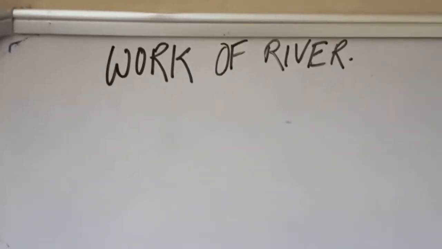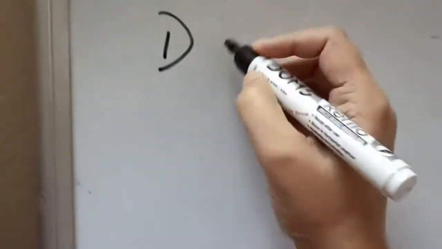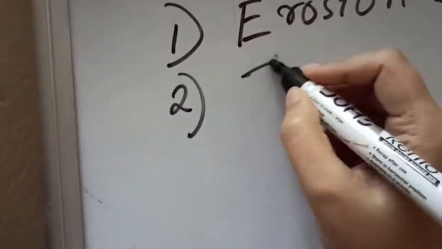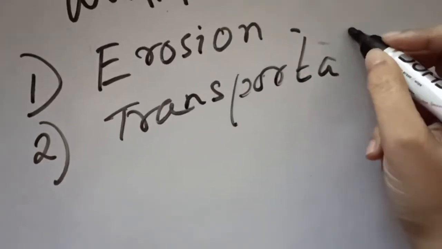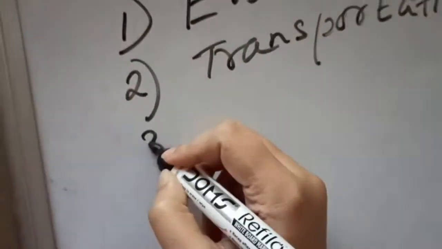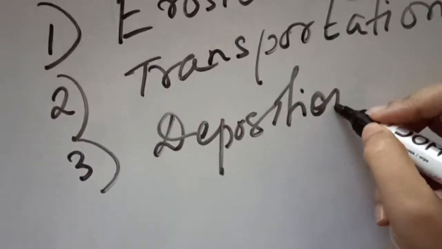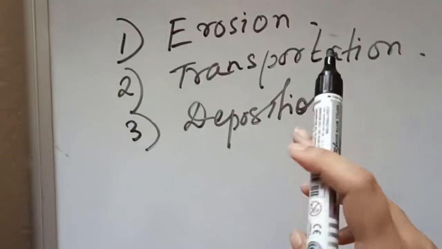In this video I'm going to explain the work of the river. The river performs basically three types of work. One is erosion, two is transportation, and number three is deposition. So these are basically three works that the river does in its course.